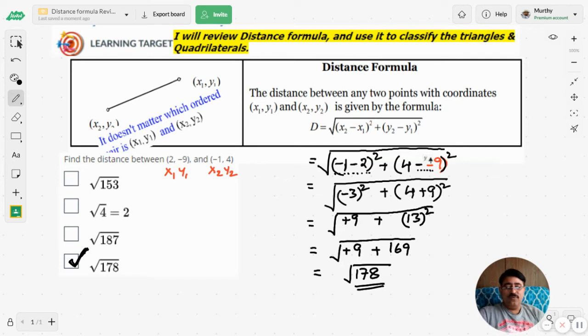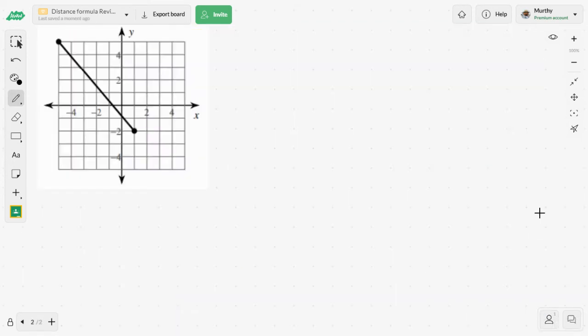Let's have one more example. At times the points may not be mentioned and a diagram is given. So let's say that this is a point, you can name it whatever letters you want, say P and Q. The coordinates of P on the x-axis, I see that this one is -5, so the value of x is -5. And the value of y is 5. So P is (-5, 5). For Q, the value of x is 1 and the value of y is -2.